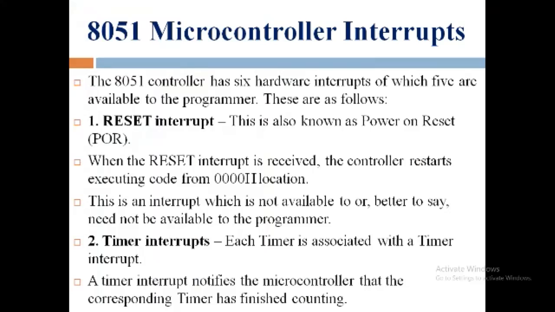When the reset interrupt is received, the controller restarts executing code from 40H location, that is 4 times 0H location. This is an interrupt which is not available to, or better to say, need not be available to the programmer.